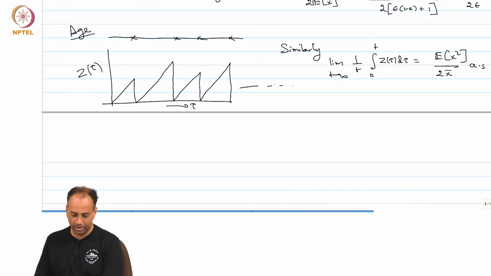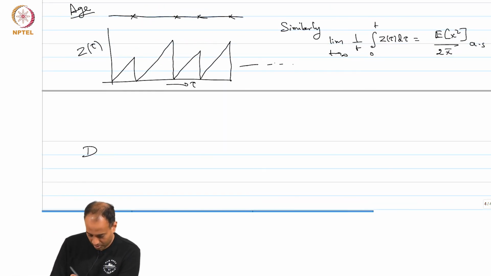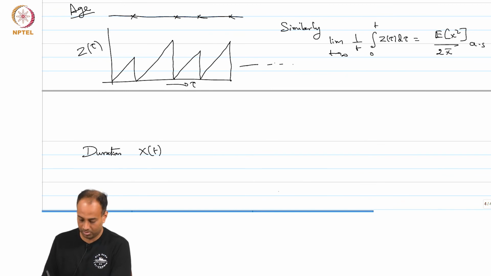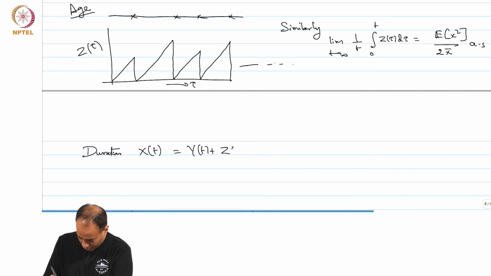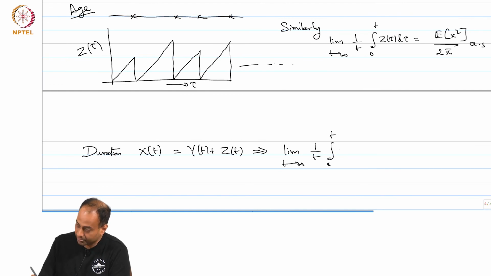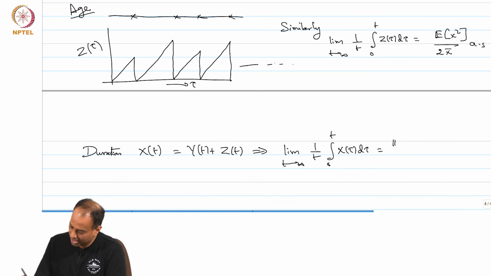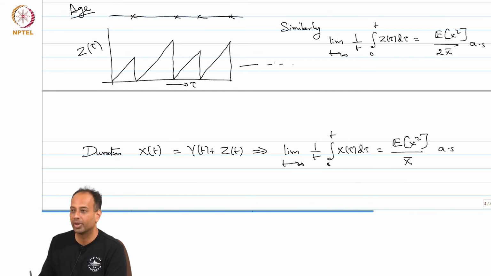Finally, you want to deal with duration. One way to deal with duration is just to write it as y t plus z t. From which you can get limit t tending to infinity of 1 over t integral 0 to t x tau d tau is simply the sum of those two integrals. So, you will get expectation of x square over x bar almost surely, the 2 will go away.